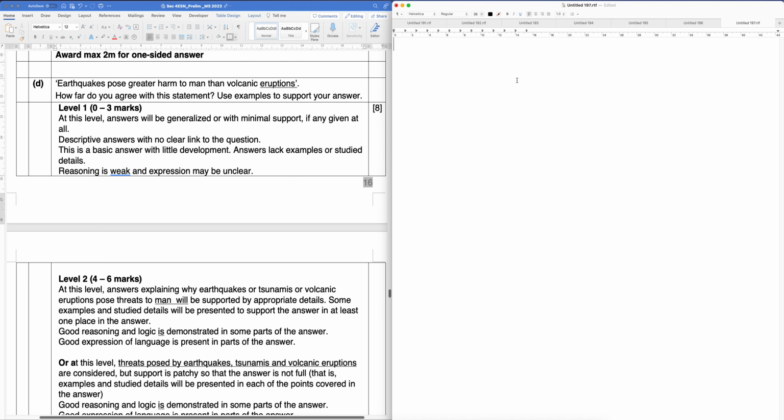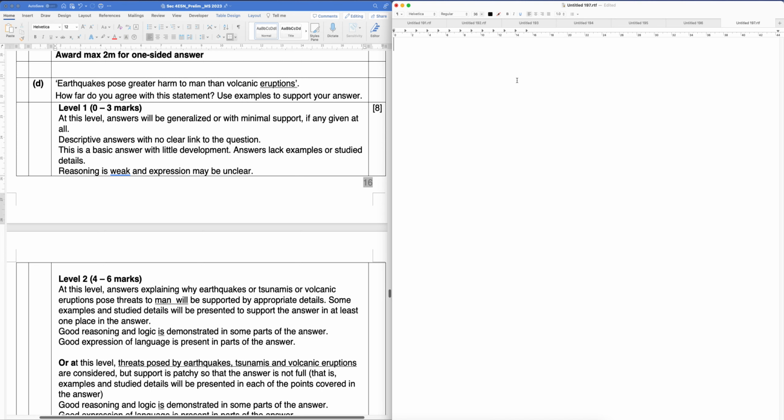Okay, hi everyone. We are looking at your prelim section C, the last question, question 5D, which is your essay question. Generally it's not so well done. Most of you start with low L2. Very rarely do a lot of you go on to L3. One of the main reasons is that you're not explaining properly.